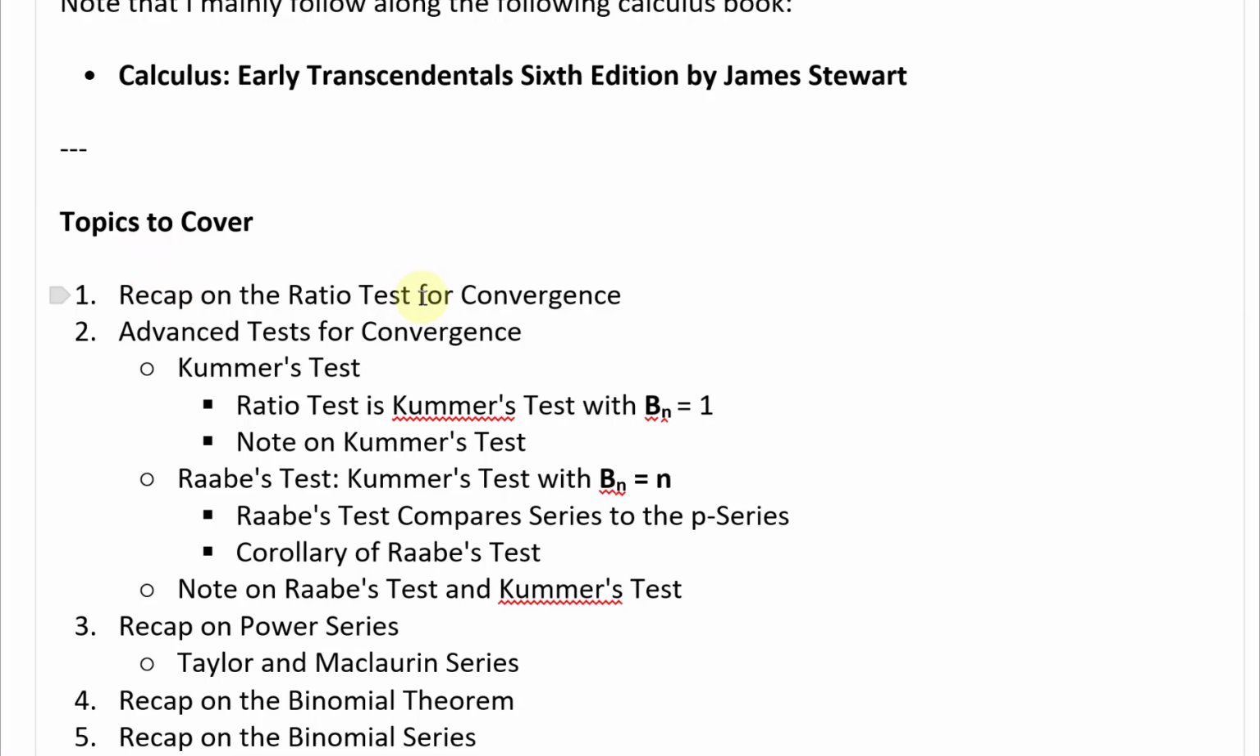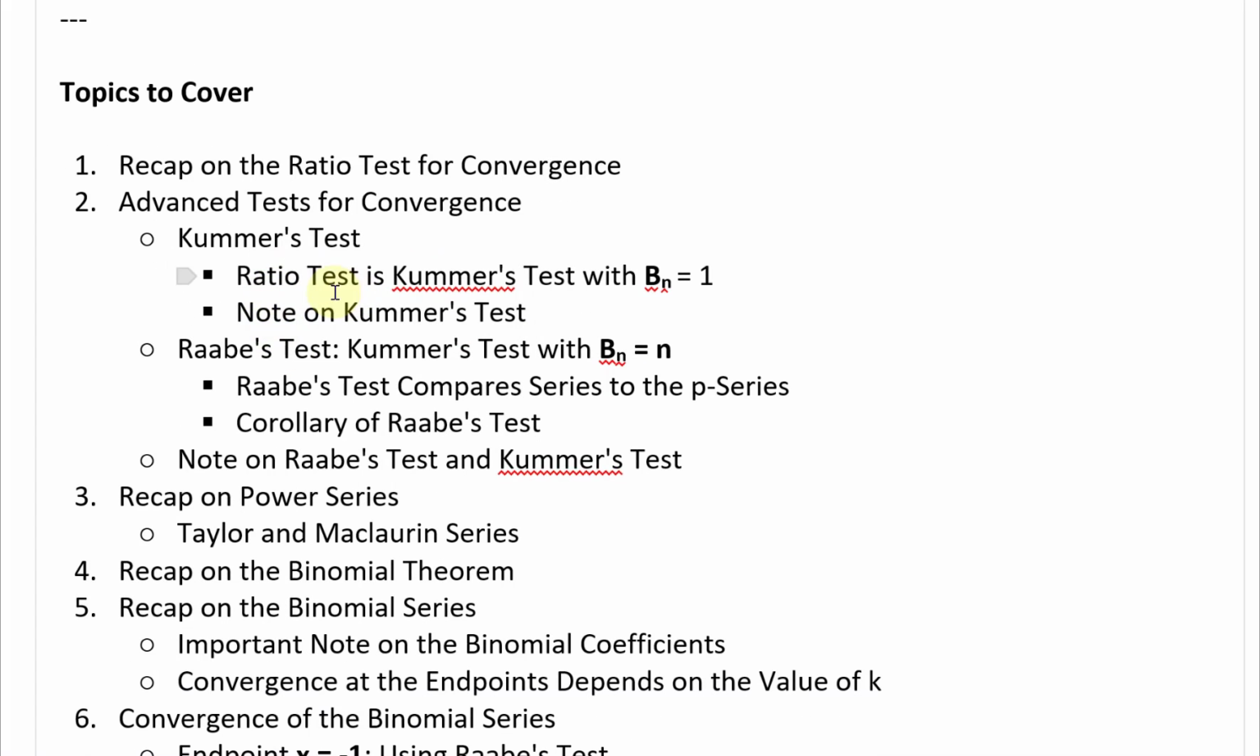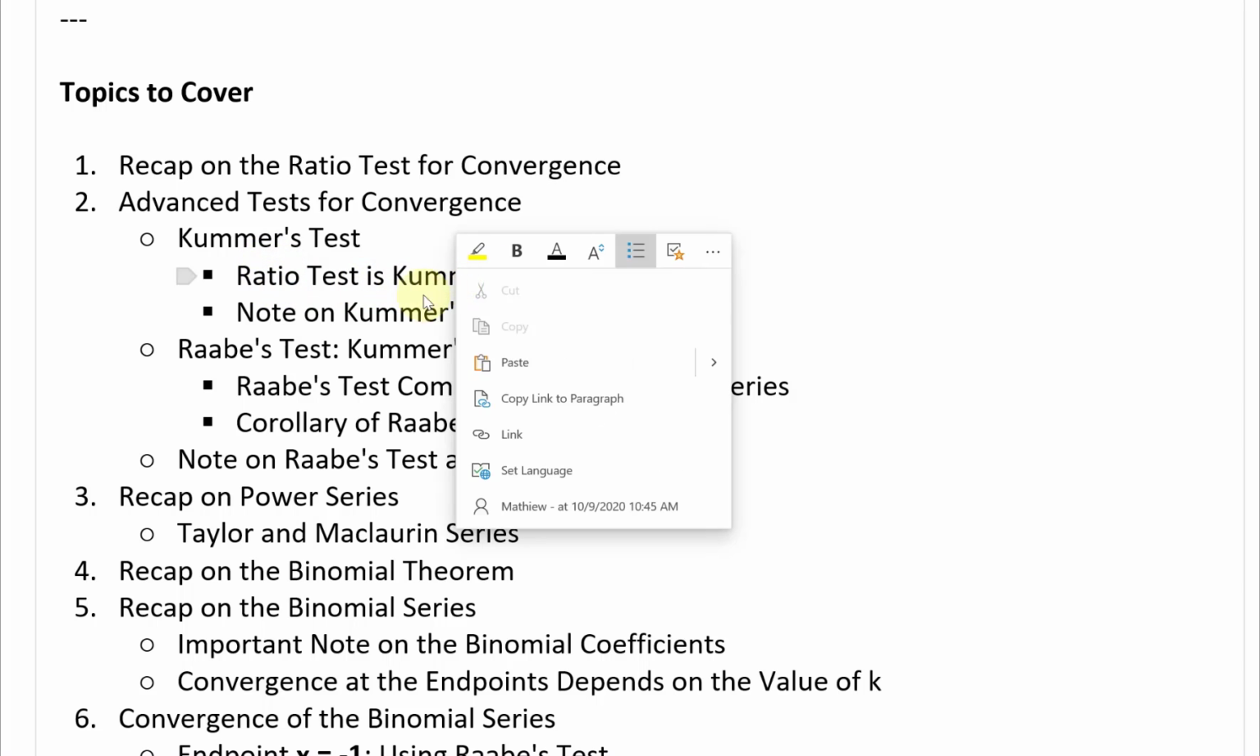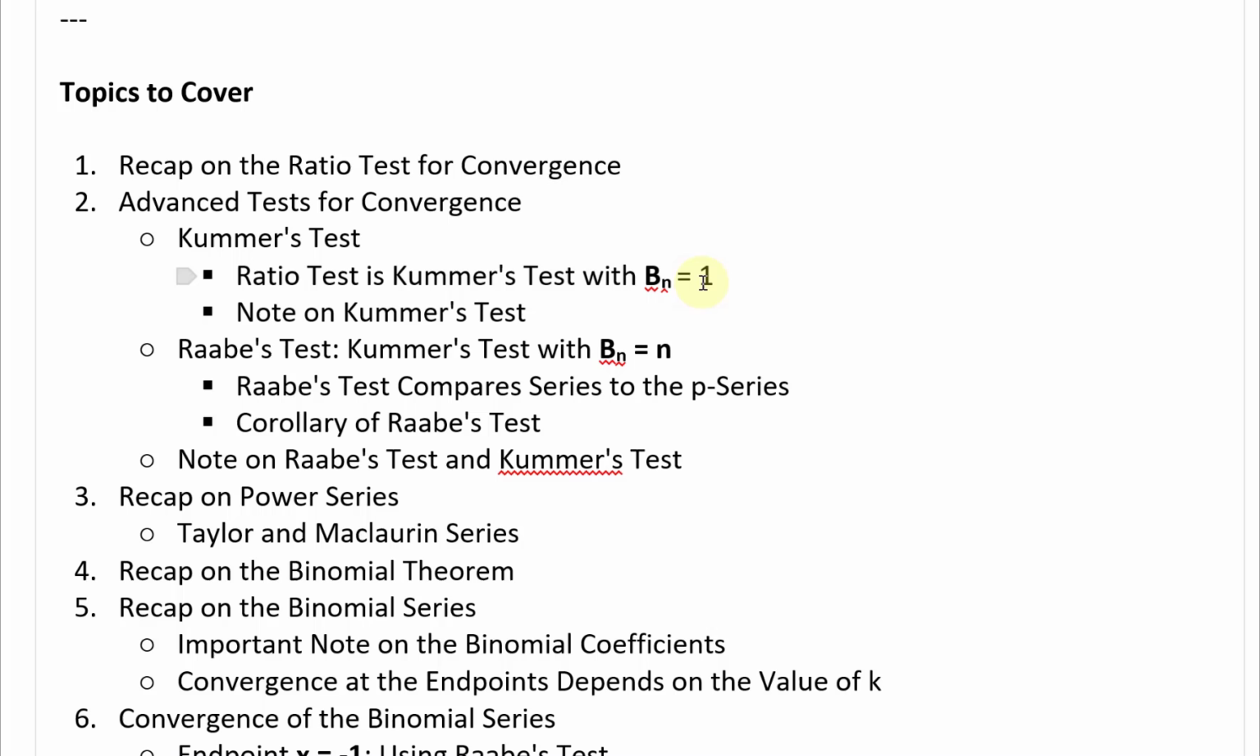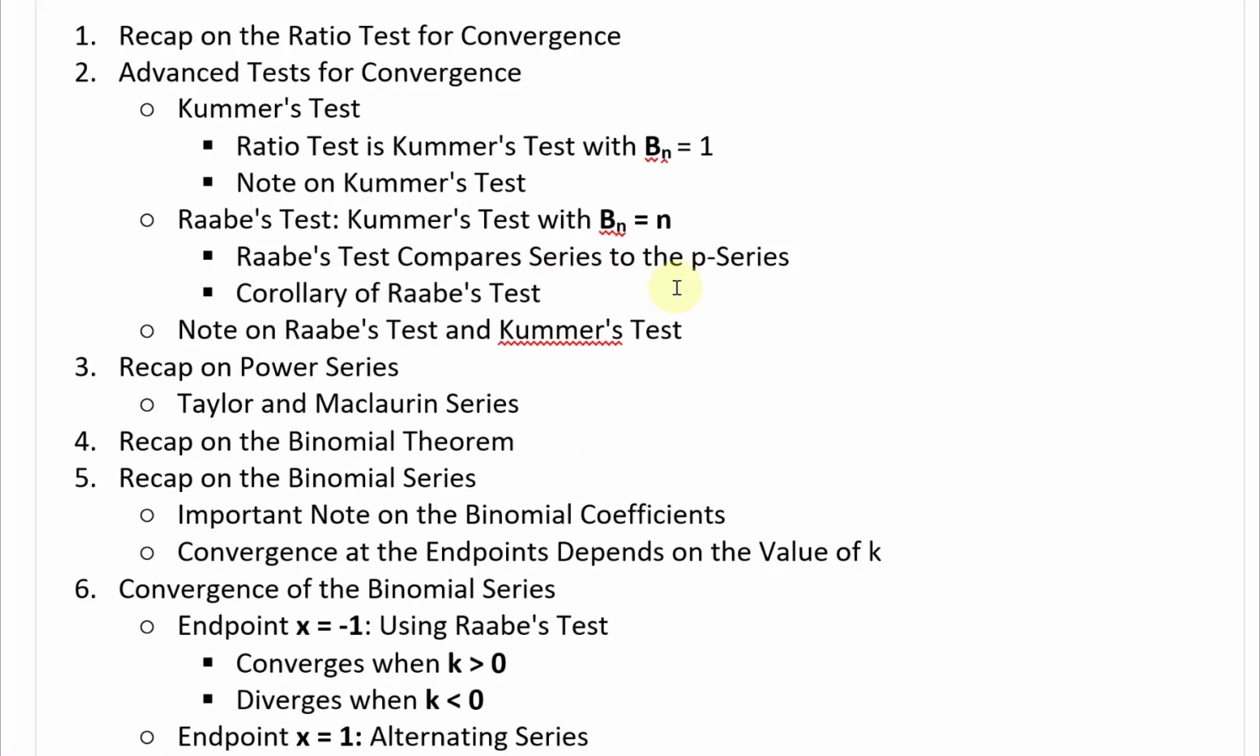So, a recap on the ratio test for convergence, then look at advanced tests for convergence, look at Kummer's test, and then look at how the ratio test is just Kummer's test with b_n equal to 1, and a note on Kummer's test. And then look at Raabe's test, which is just Kummer's test with b_n equal to n. And Raabe's test compares the series to the p-series.